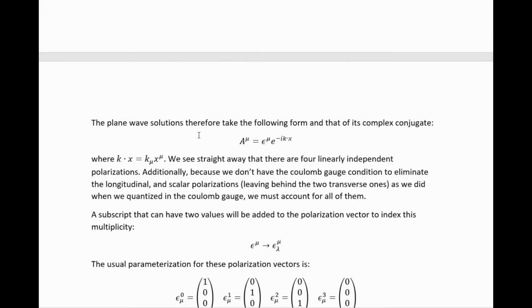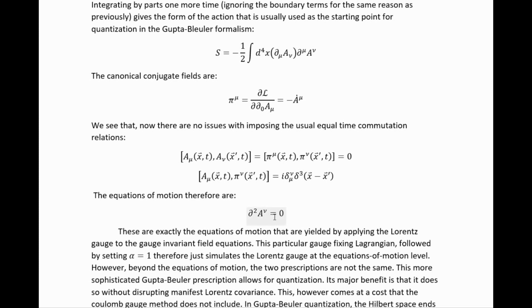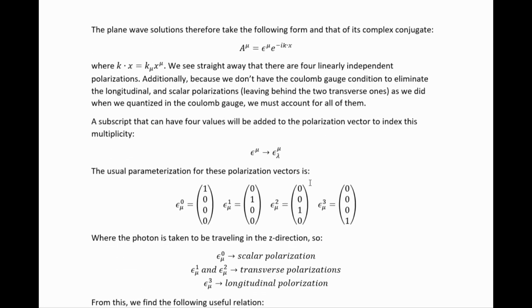The plane wave solutions to the equations of motion, which, if you've forgotten by now, are just these, take the following form and that of its complex conjugate, where k dot x equals k mu x mu. We see straight away that there are four linearly independent polarizations. Additionally, because we don't have the Coulomb gauge condition to eliminate the longitudinal and scalar polarizations, leaving behind the two transverse ones, as we did when we quantized in the Coulomb gauge, we must take into account all four of them, not just the two transverse ones.